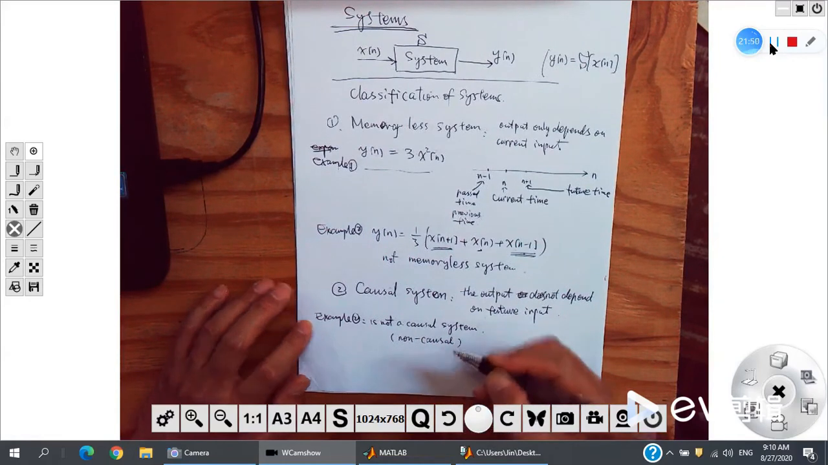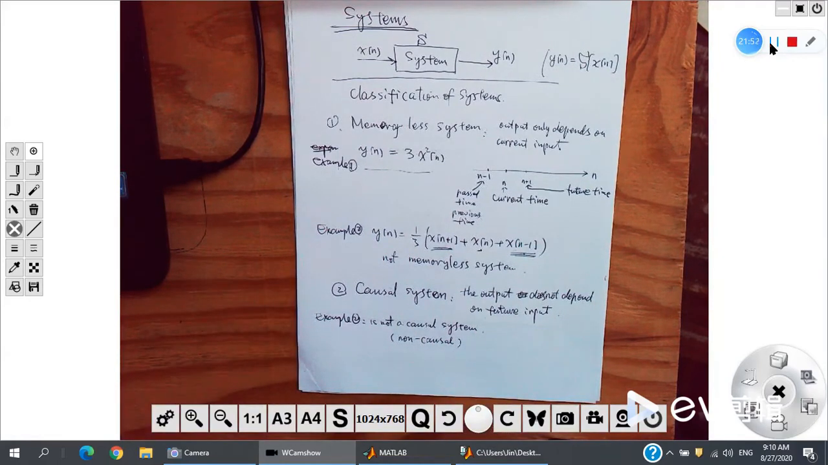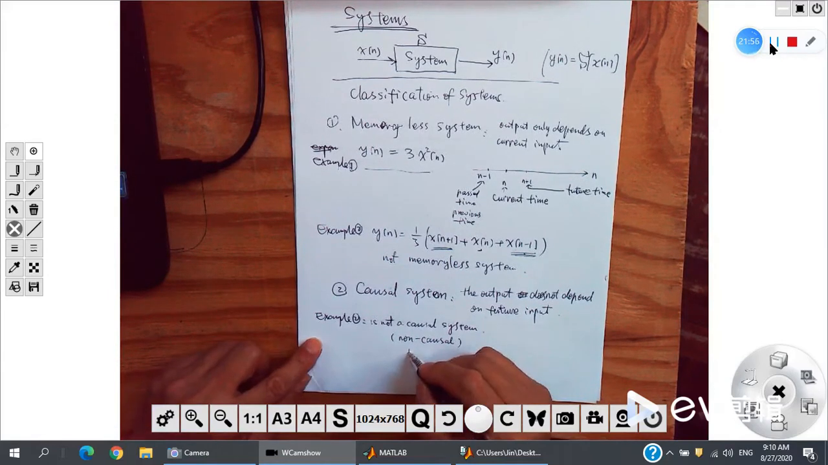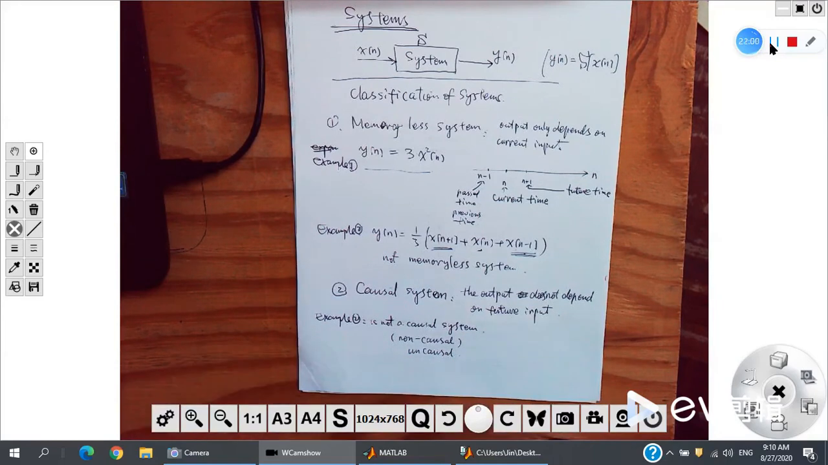Non-causal system. It's not a causal system, or an uncausal system. This is not a causal system.